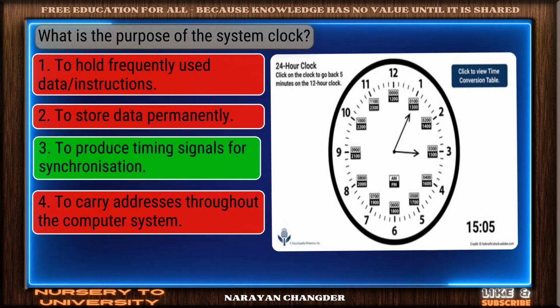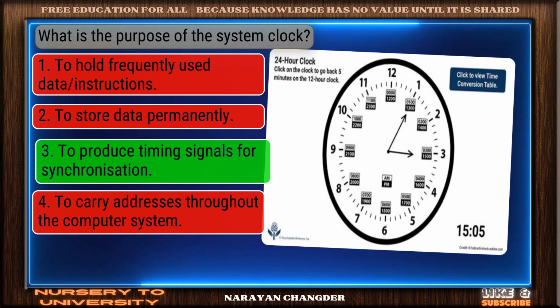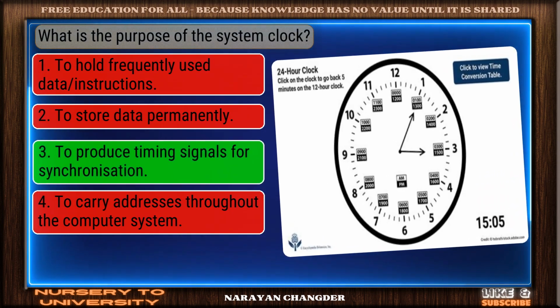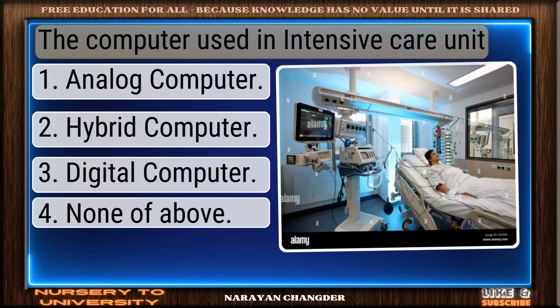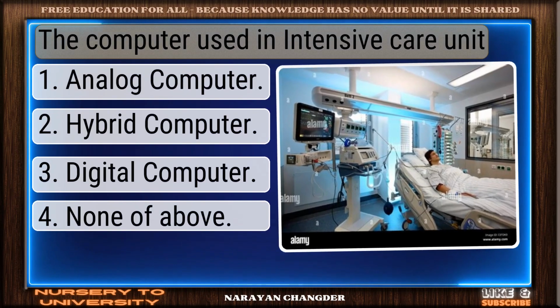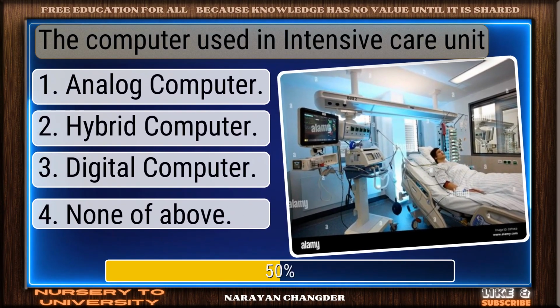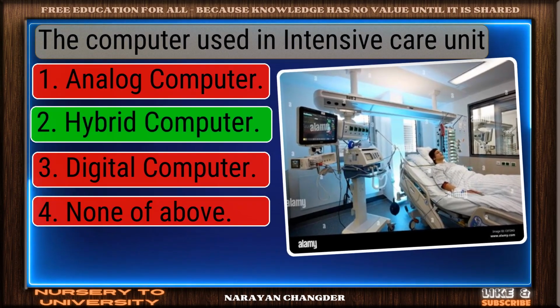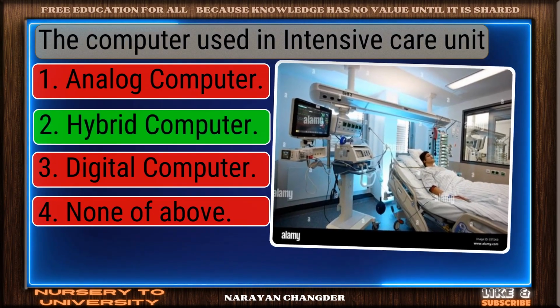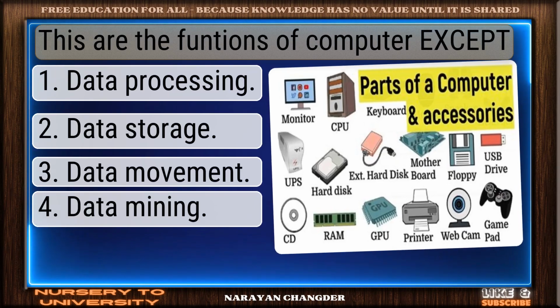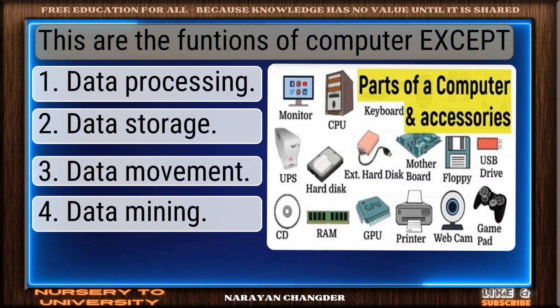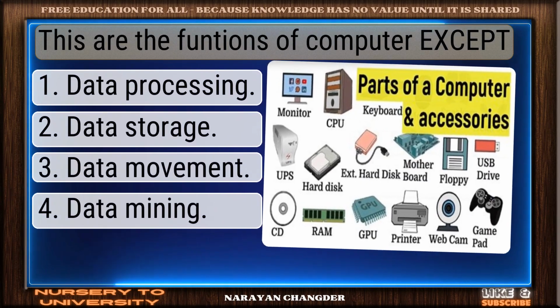Excellent choice. To produce timing signals for synchronization is the right answer. Question number 39. The computer used in intensive care unit. Nicely done. Hybrid computer is a solid answer. Question number 40. These are the functions of computer except.